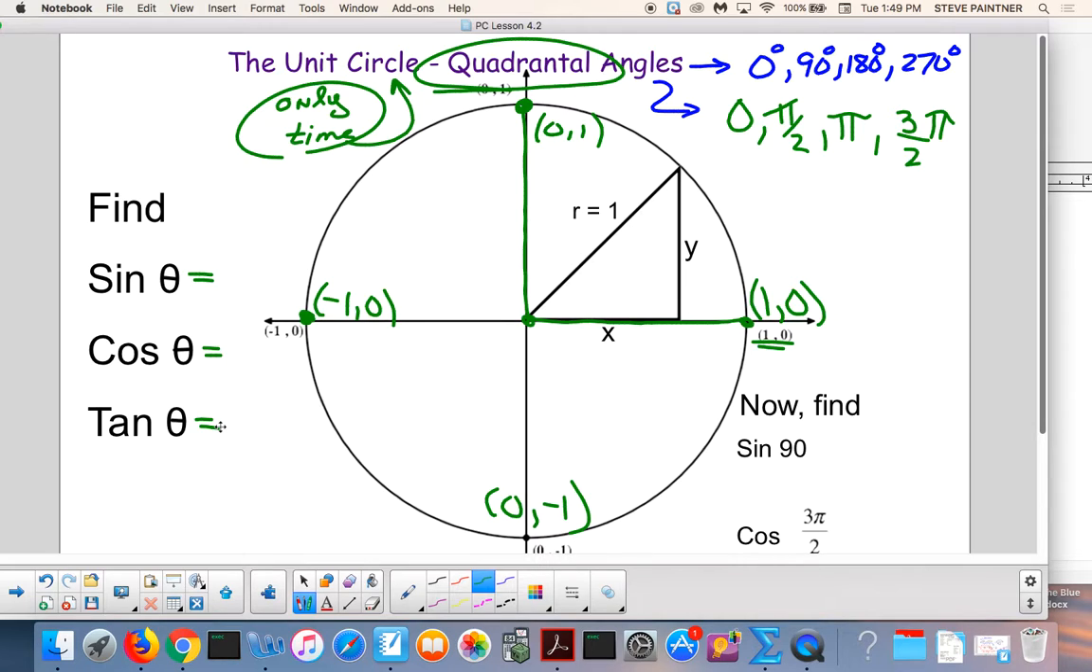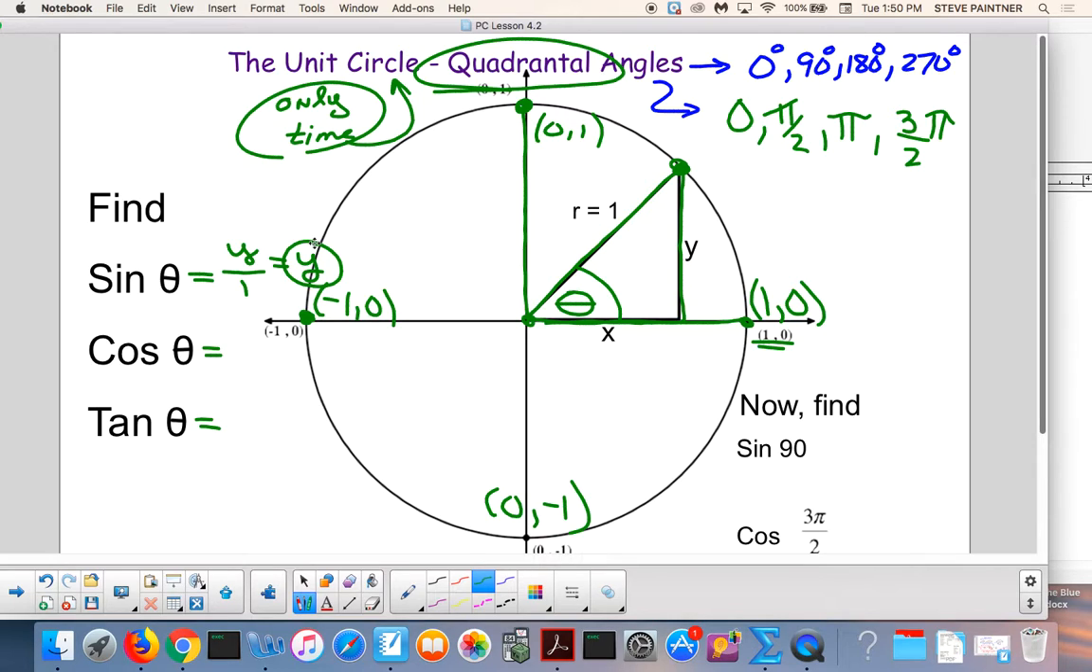What is sine of theta? Here's theta. Okay. Here's that point on your circle. Here's your x. Here's your y. And your radius is 1. Tell me what sine of theta is. It's what? Y over 1. Oh, well that's just y. So when you talk about the unit circle on the quadrantals, what's sine? Sine is y. Whatever y is, okay?